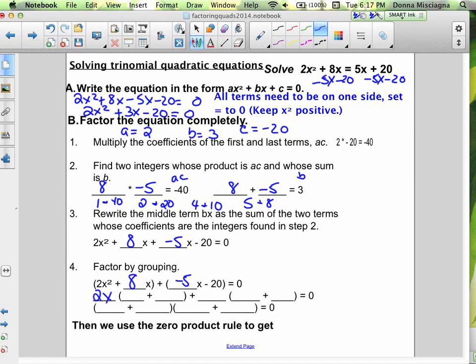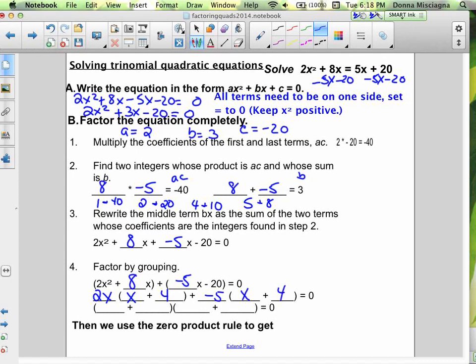2x squared divided by 2x is an x. 8x divided by 2x is 4. Greatest common factor for negative 5x and negative 20 is the negative 5. Negative 5x divided by negative 5 is x. And negative 20 divided by negative 5 is positive 4.